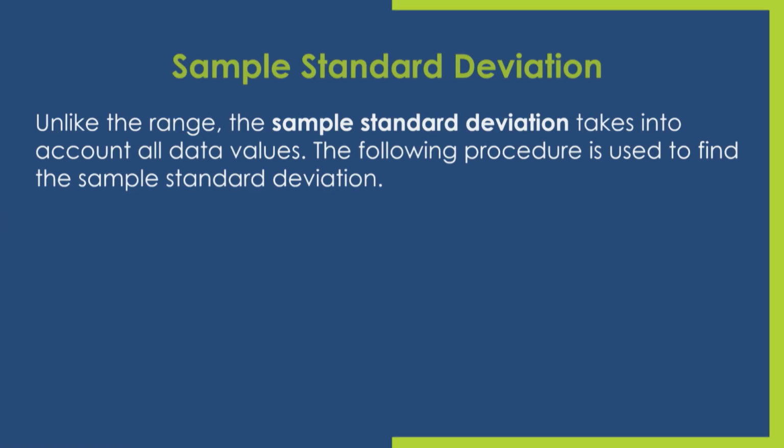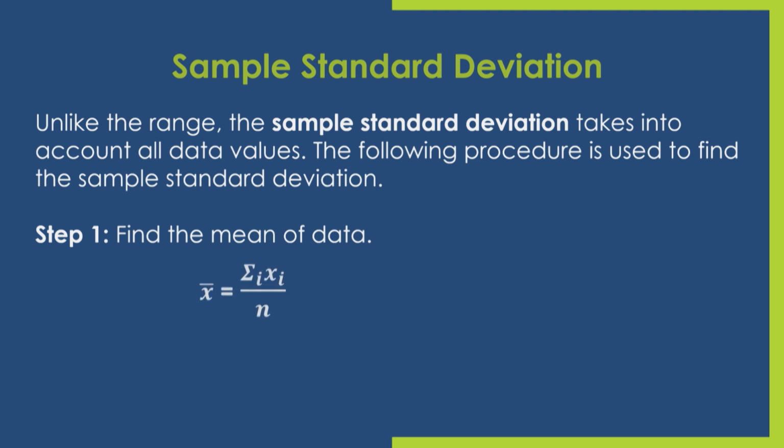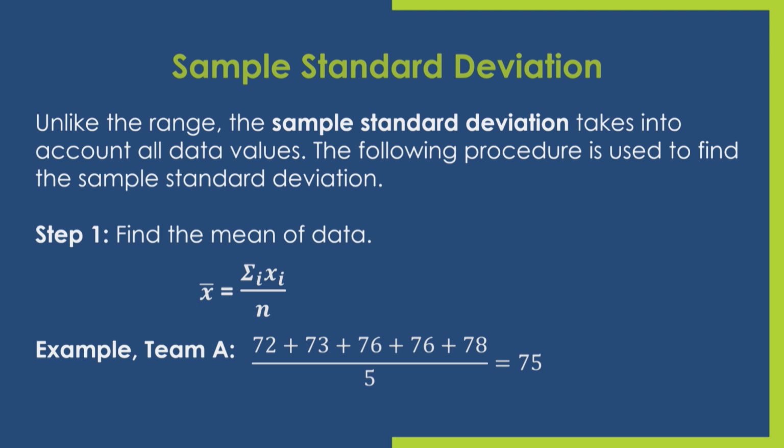Sample standard deviation. Unlike the range, the sample standard deviation takes into account all the data values. The following procedure is used to find the sample standard deviation. Step 1. Find the mean of the data, which is x bar equal to summation of x divided by n. The notation is given below. For example, for team A, adding all the observations and dividing by the total number of observations, we get 75 as the average score for team A.